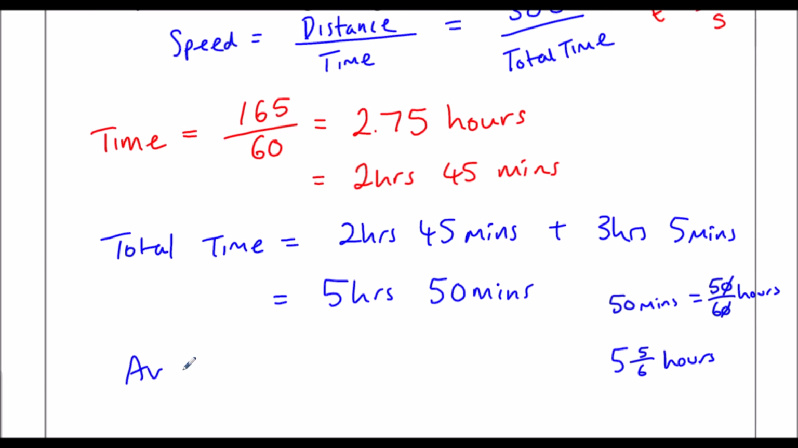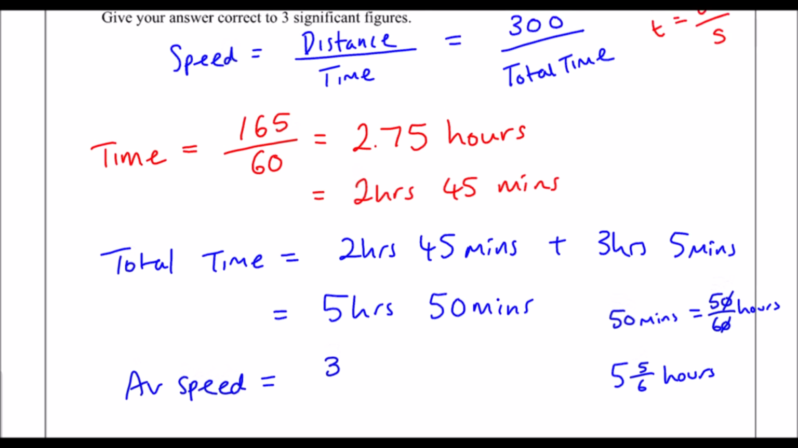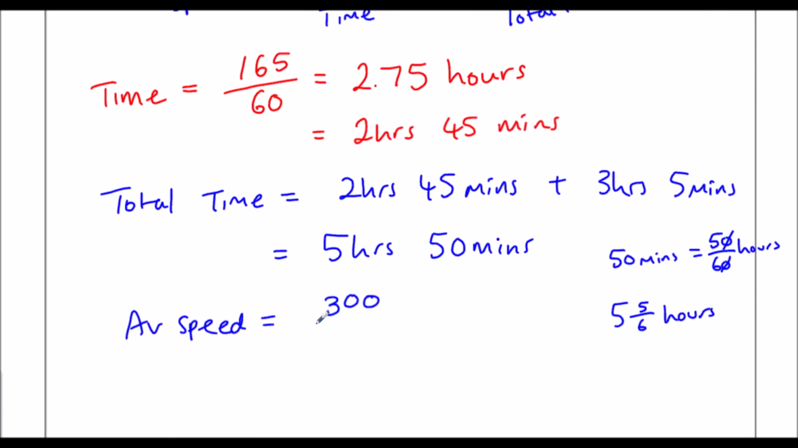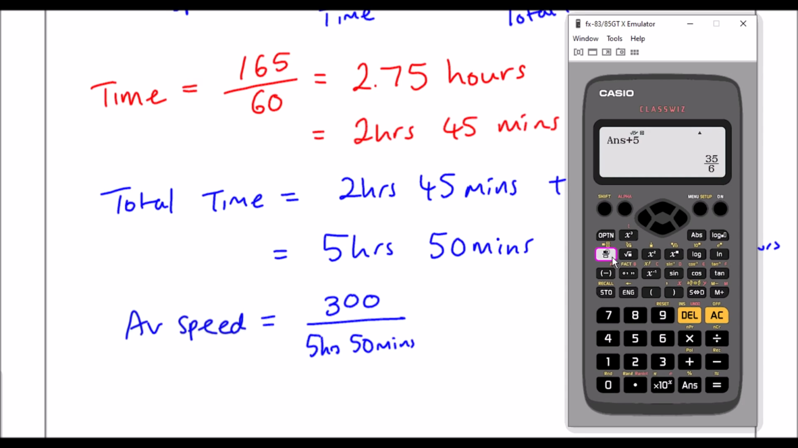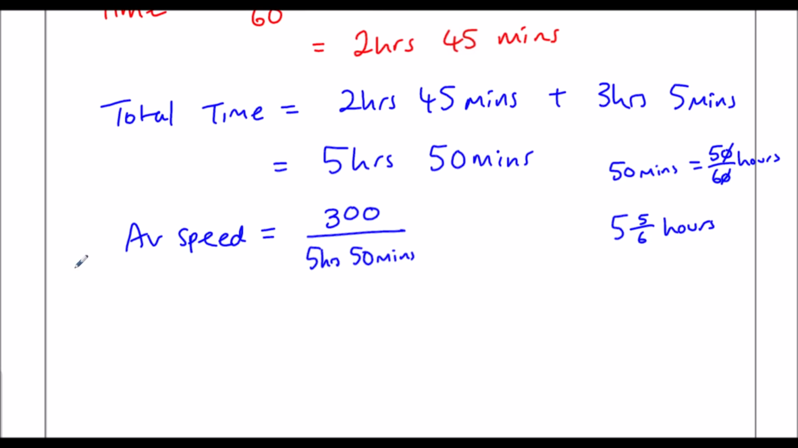So the average speed is our total distance, which was 300, divided by the time. So if you just put 5 hours and 50 minutes, so 300 over 5 hours 50 minutes, and there's our answer. So 51.4, 3 significant figures, 51.4 miles per hour.